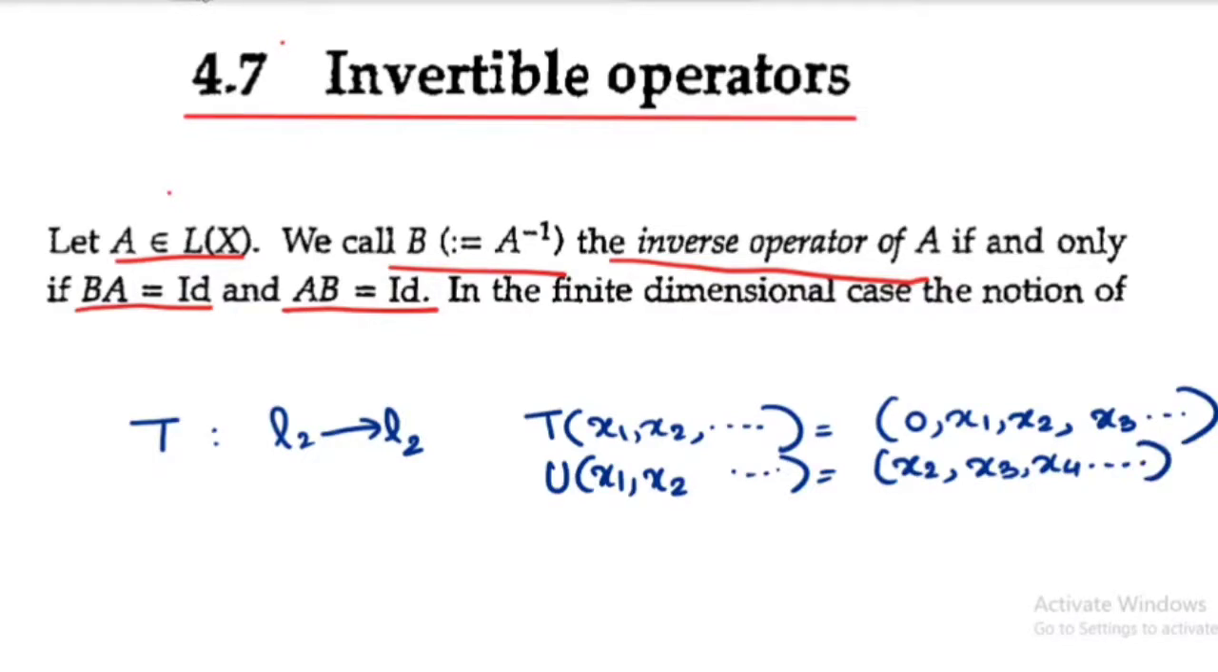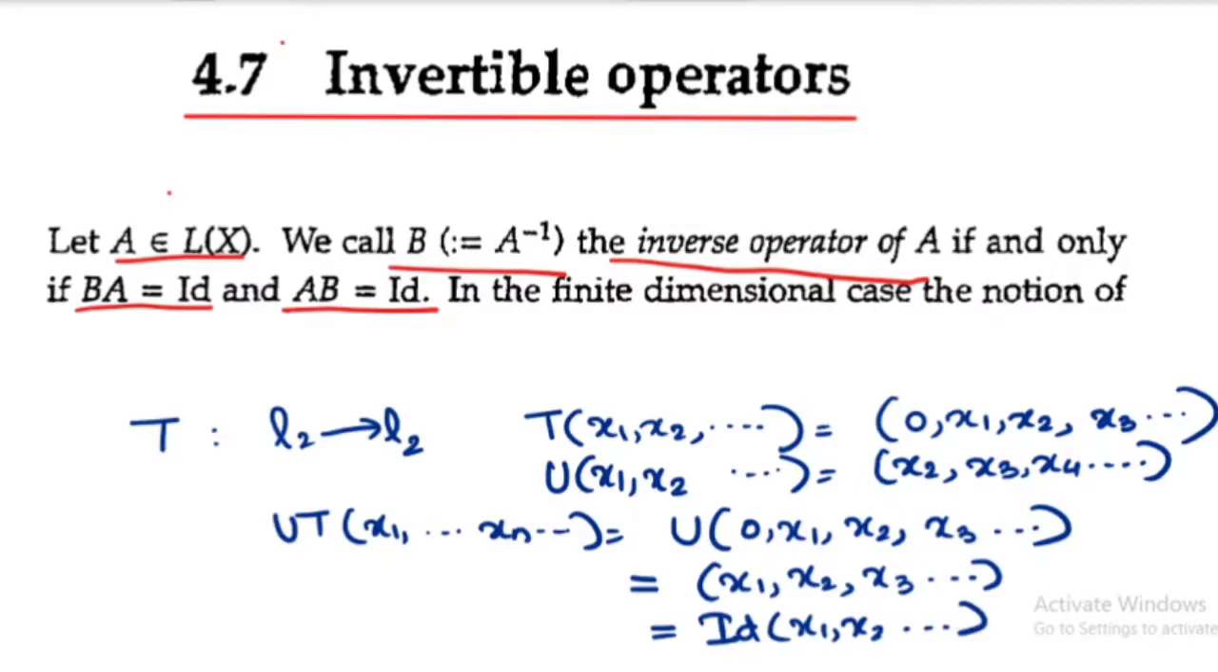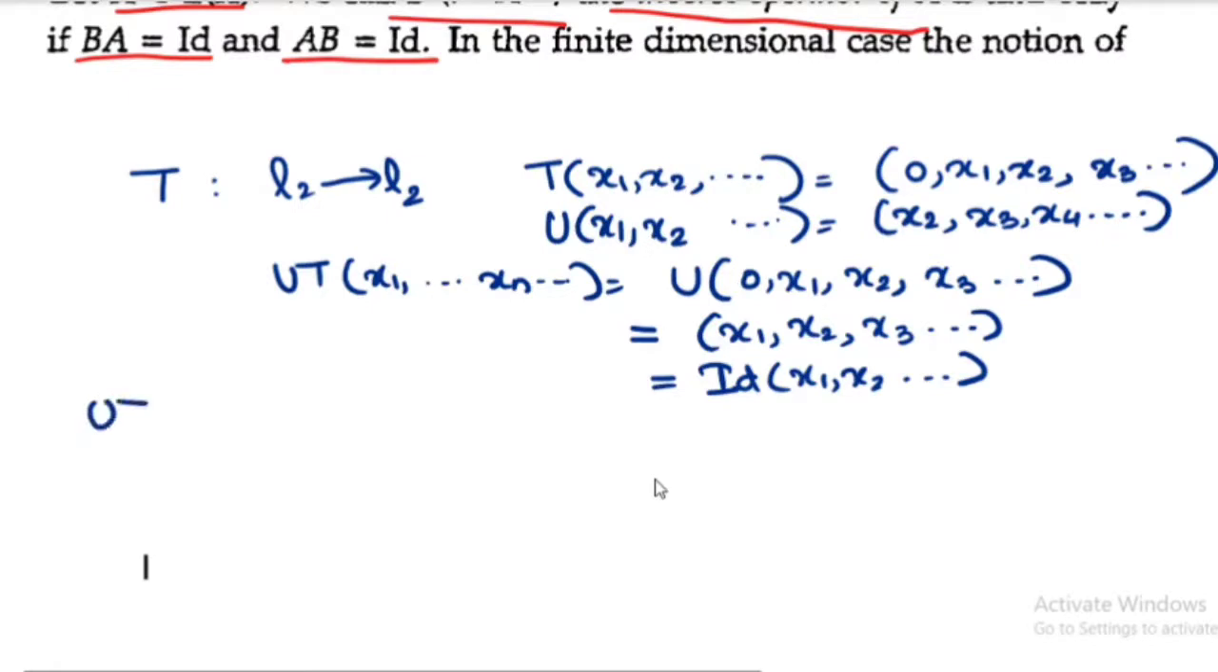So now what about UT of x1, x2, etc., xn, etc.? This is equal to U of T of this one, which is U of 0, x1, x2, x3, etc. And this is equal to x1, x2, x3, etc. And this is equal to identity operator ID of x1, x2, etc. So in this case, we get UT is equal to ID.